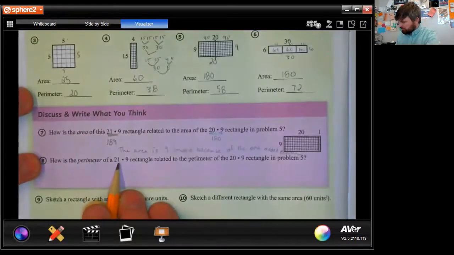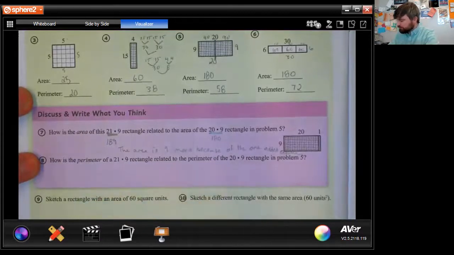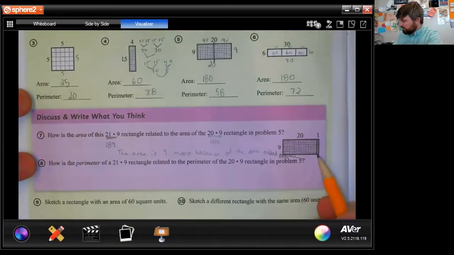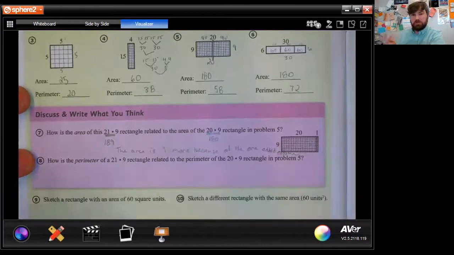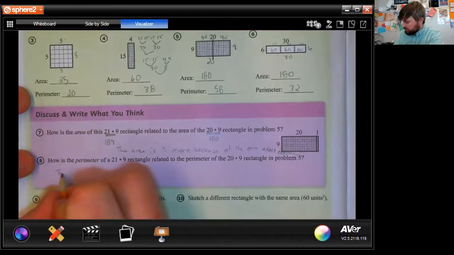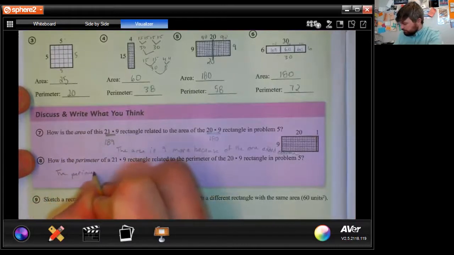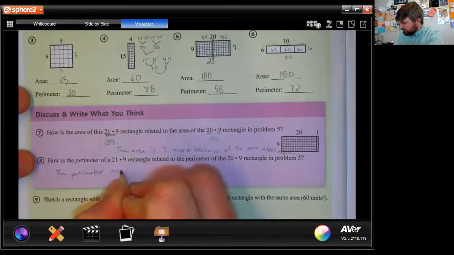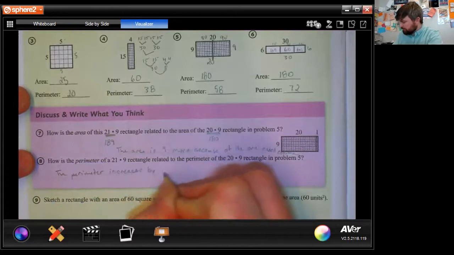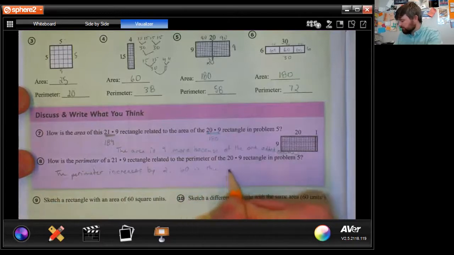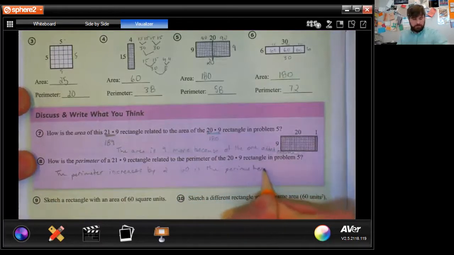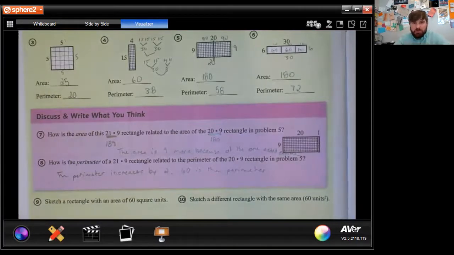How is the perimeter of the 21 by 9 rectangle related to the perimeter of the 20 by 9? Well, you're only going to lengthen it by 1. And when you do that, you are already counting this part over here. So you're only going to add this little one and this little one. So it's only getting 2 more. The perimeter increases by 2. So instead of 58, now it's going to be 60 is the perimeter, because you're just adding one on the top and one on the bottom.